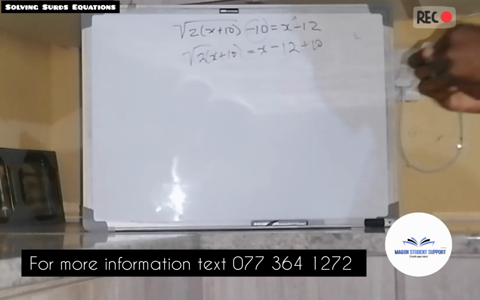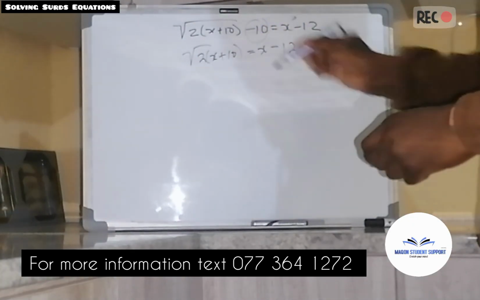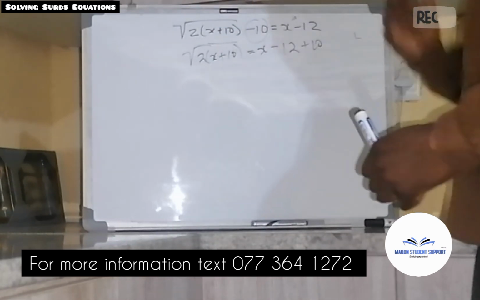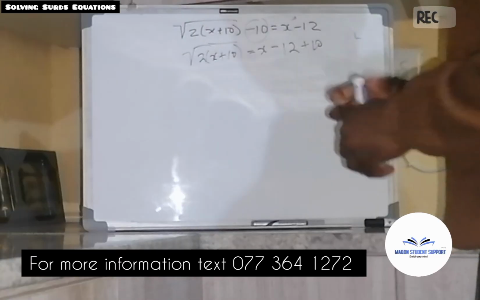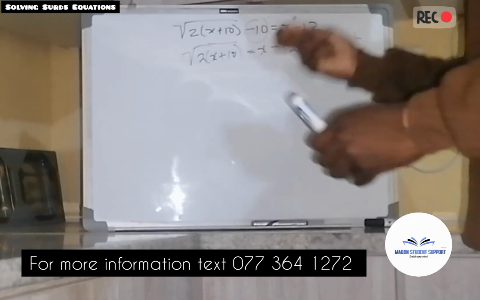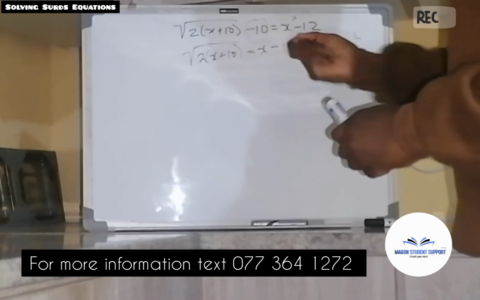So the first thing, before you kill the square root, you must first rearrange the equation, so that you can kill the square root, and then the other side now becomes squared as well. So when you kill the square root, you square both sides, left hand side and right hand side. But now we must first solve this one.